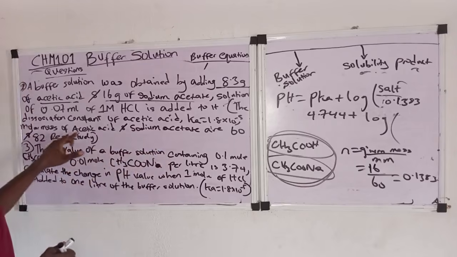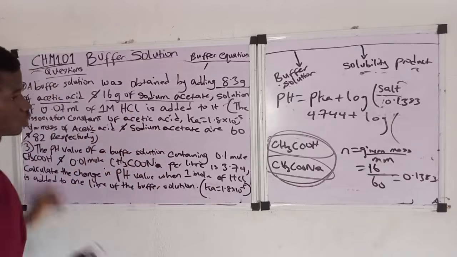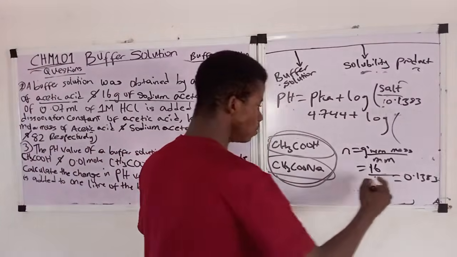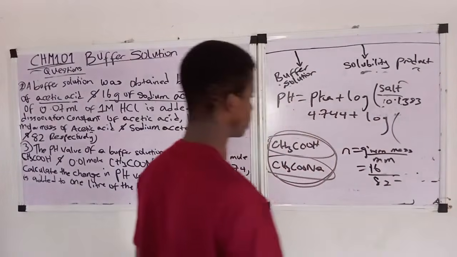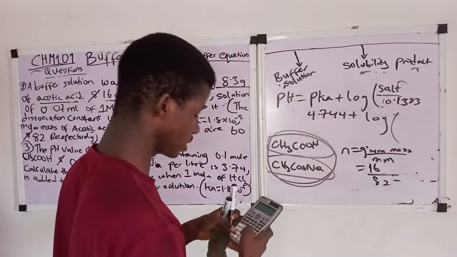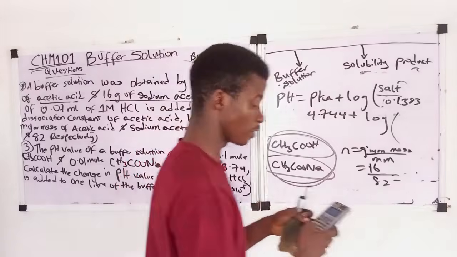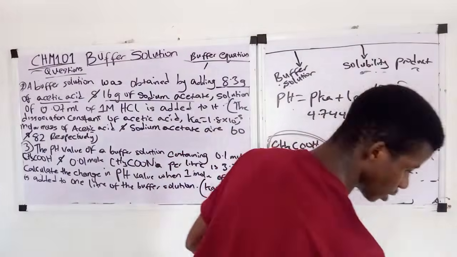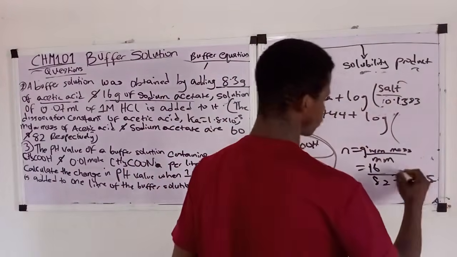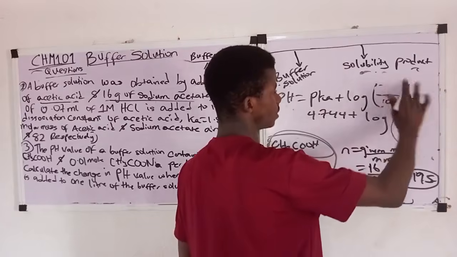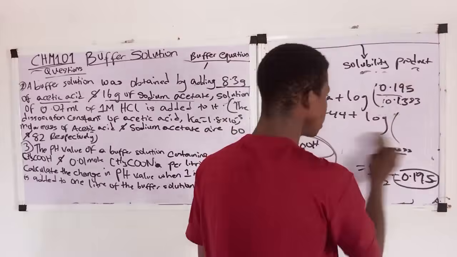Then, of course, the molar mass of acetic acid and sodium acetate. So the molar mass of sodium acetate is 82. Okay, 82. So if we divide 16 by 82, it will give us 0.195. So this is the mole of the salt, which is 0.195. Okay, are we done yet?